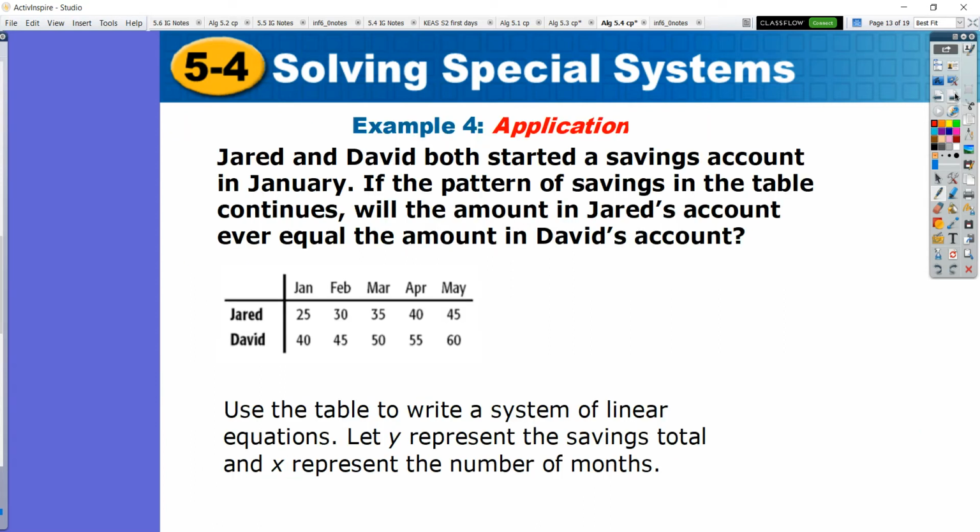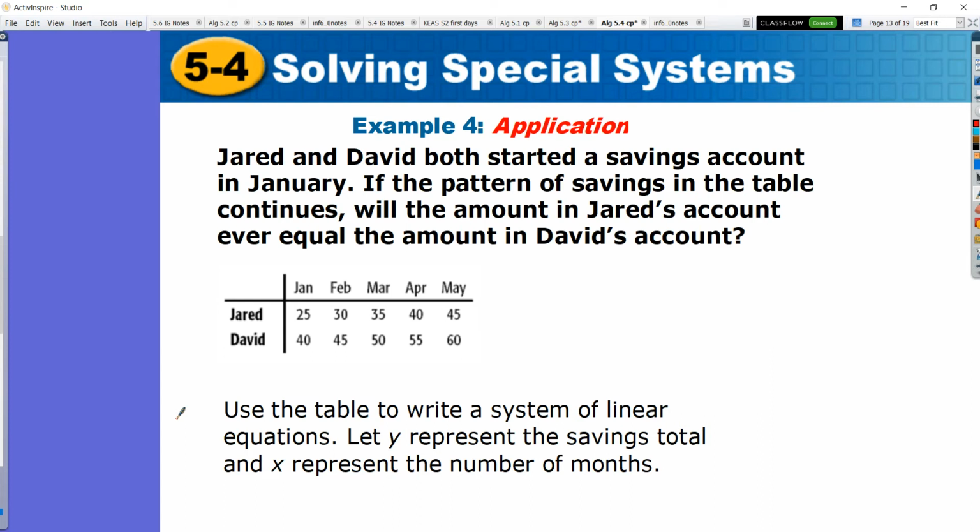Now let's kind of put that into a word problem. We'll see what we got. So here we have Jared and David both started a savings account in January. If the pattern of savings continues, then we want to know, will the amount in Jared's account ever equal the amount in David's account? Okay, so it gives us the numbers here. Here's Jared, here's David. They both started their account in January. They started with different amounts, and we want to know, will Jared ever catch up to David? Will he ever have the same amount as David?